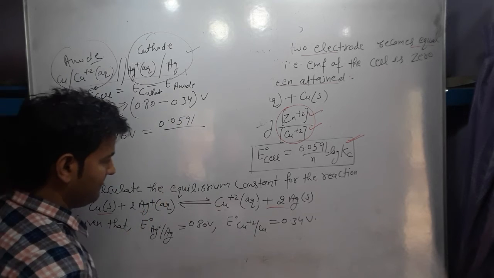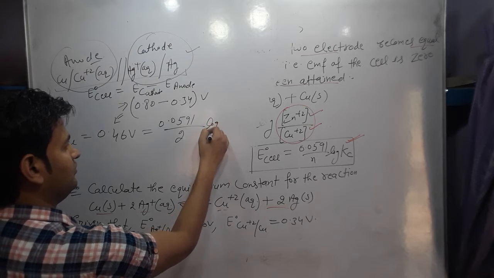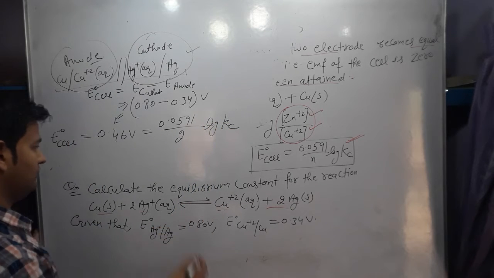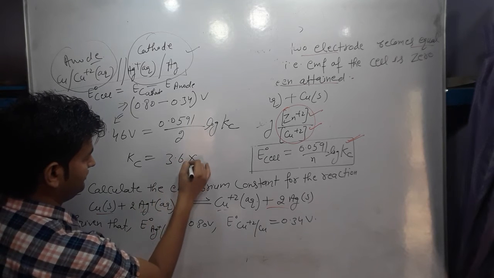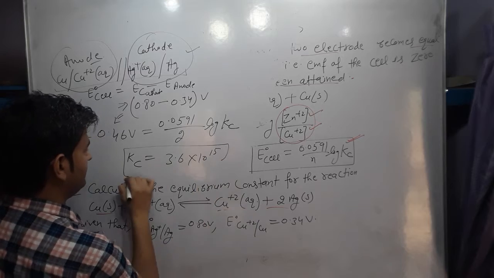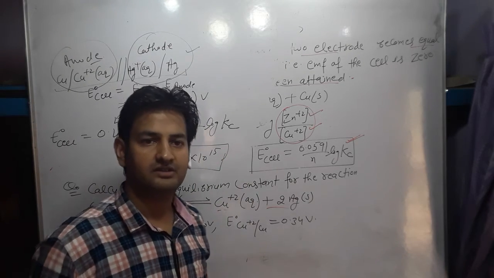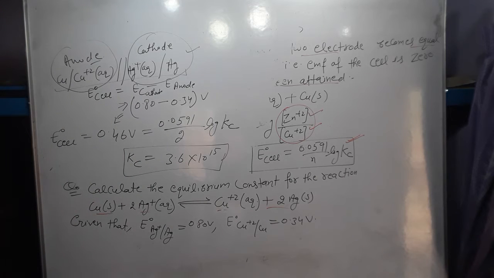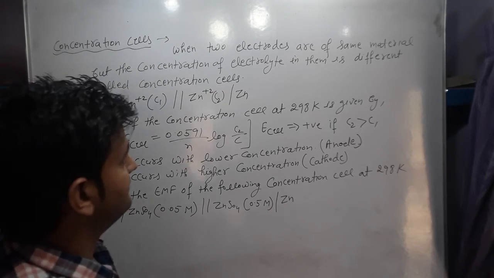It is equal to 0.0591 over n. The value of n for this reaction is 2. We can calculate log of Kc. So our Kc comes out to be 3.6 into 10 to the power 15. So we can calculate the equilibrium constant by using this relation between EMF and the equilibrium constant from the Nernst equation.